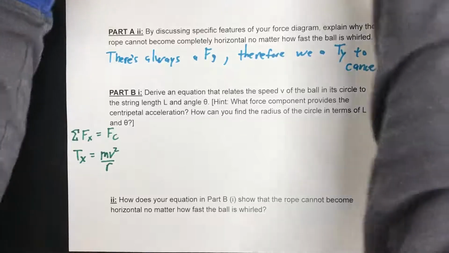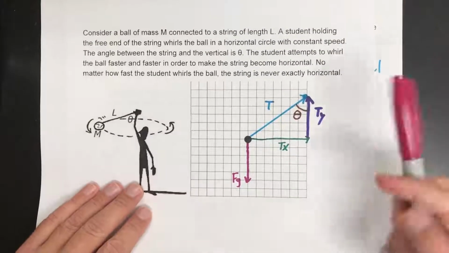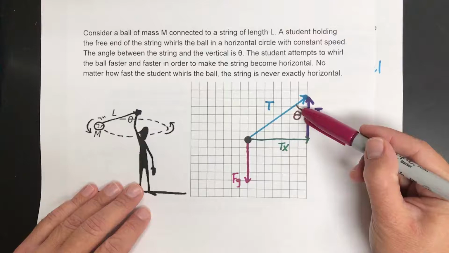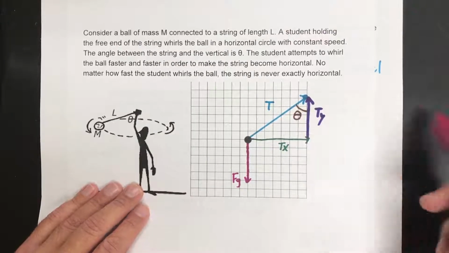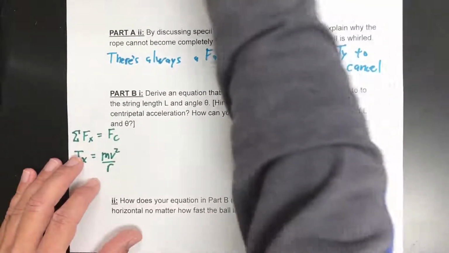So now let's look. Tx again right here is, if you look at what angle they gave us, this is theta, so Tx is the opposite side, so it involves the sine function there.